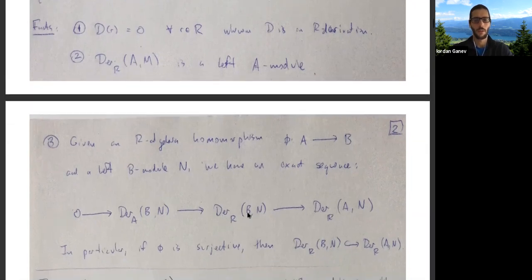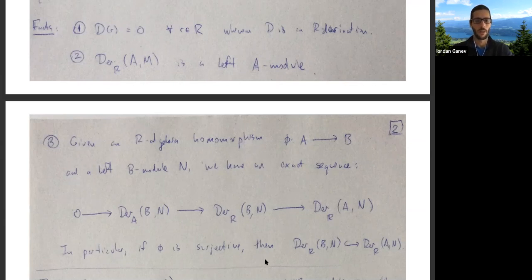And then if we have a derivation from B to N, then we can just pull back, precompose, and get a derivation from A to N. So this is a map from B to N, and then we pull it back and we get a map from A to N. And the fact that phi is an algebra homomorphism means that the pullback of a derivation will again be a derivation. So we get a derivation from A to N.